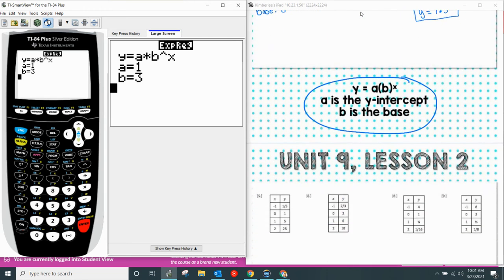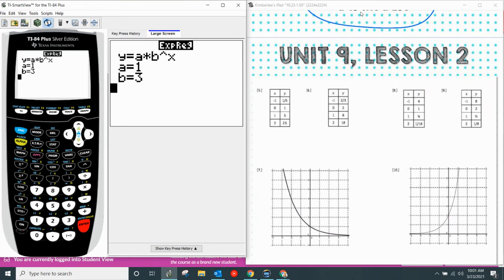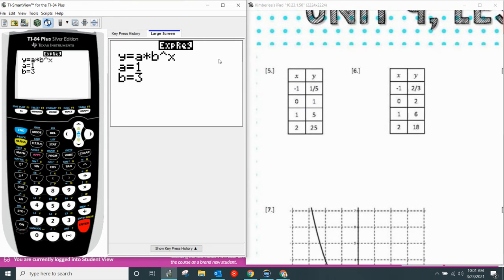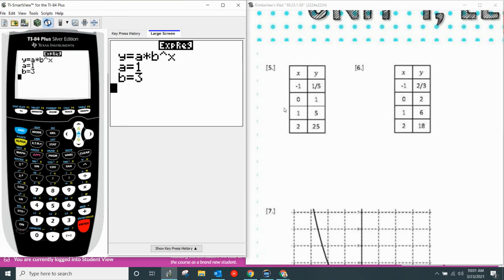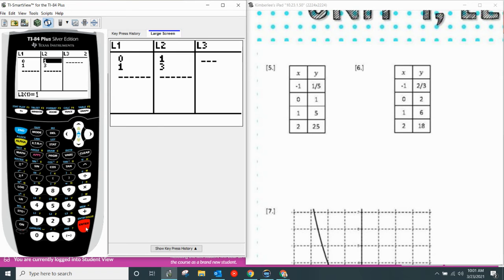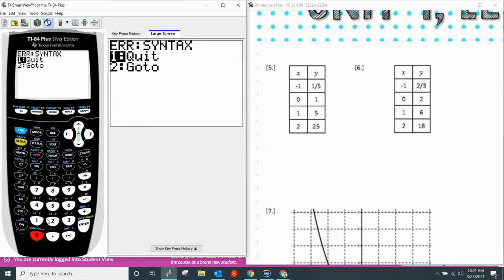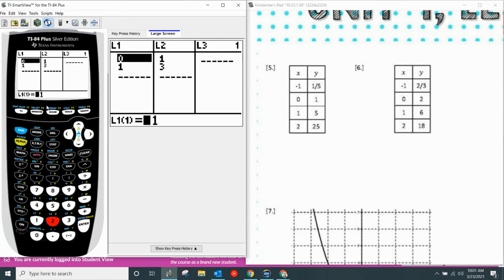Now look at number 5. They didn't give me a graph, but instead they gave me a table, even better. Now I don't even have to create a table from the graph. They gave me the table. So let's go to stat again, hit enter. Now I'm going to put my X values in list 1, so -1. Oh, I know what it did. I hit the wrong negative. So I have to delete this and do -1. Enter. There it is. -1, 0, 1, 2.